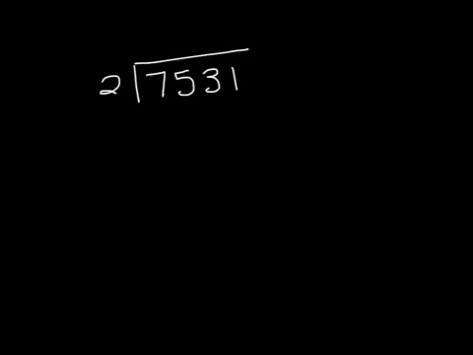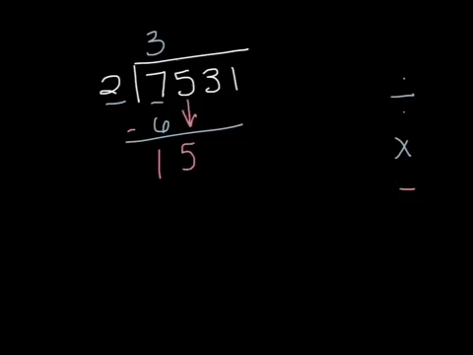Long division. We're going to go back to something we already know from a long time ago. When we divide, the first thing we do is divide. How many times does 2 go into 7? Well, it goes in 3 times. Then I multiply. 3 times 2 is 6. Then I subtract. And then I bring down.